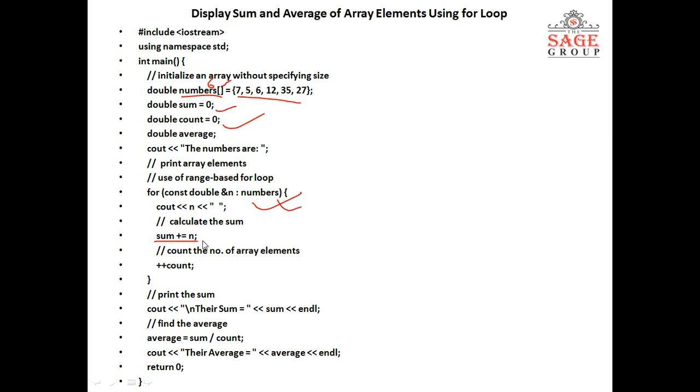Here we have put the logic because we want the summation. So sum equal to sum plus n, sum plus n, and count. We are counting how many times the for loop is executed. We are going to get this count value, and for the average we divide this sum by this count, and we get the average. Okay.